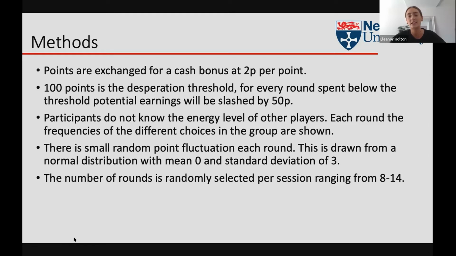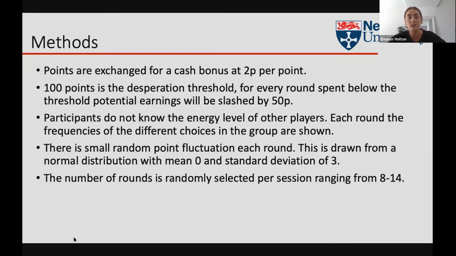And this really brings in the idea that if you are below the desperation threshold, you really want to move away as quickly as possible, otherwise it will be detrimental each round. So for example, if you ended on 100 points, this would be converted to 200 pence, but if you spent 4 rounds below the threshold, you would receive no cash bonus. And then some extra information, the participants don't know the energy levels of any of the other players. However, they do have access to their own energy level at all times.